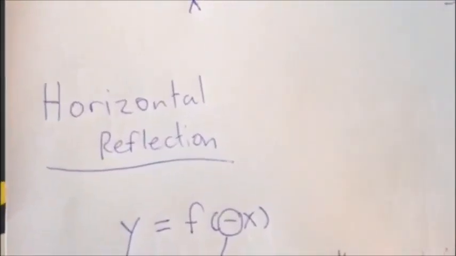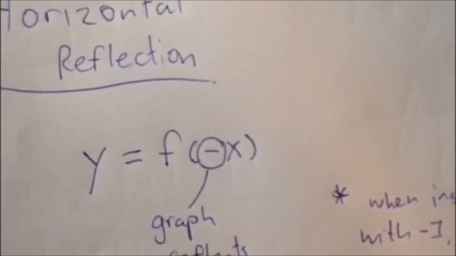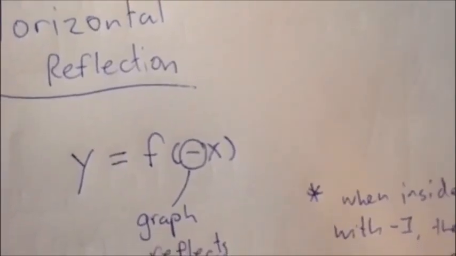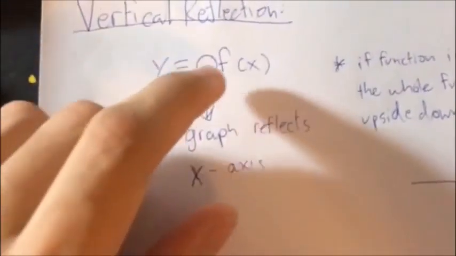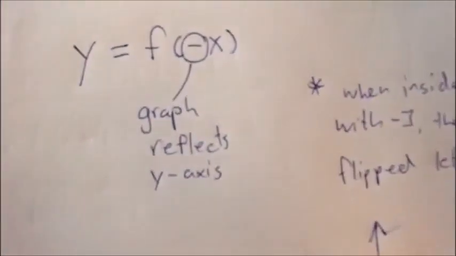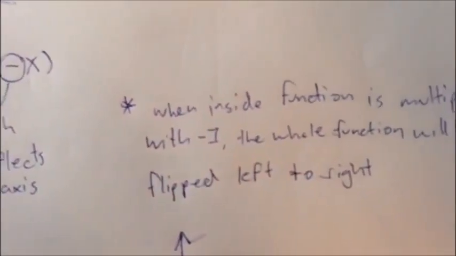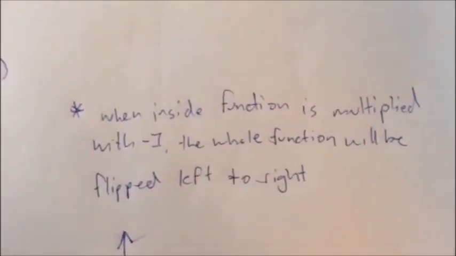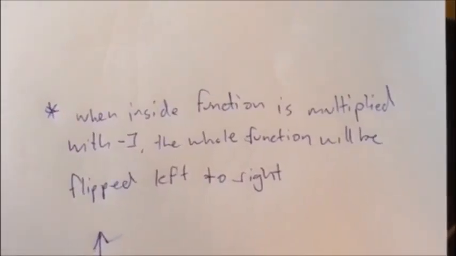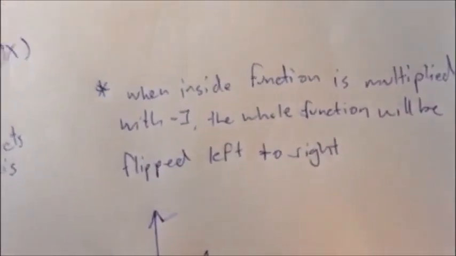Horizontal reflection. An example of horizontal reflection is y equals f of negative x. Note the differences. Here, the graph reflects on the y-axis. When the inside function is multiplied by -1, the whole function will be flipped to the left side or the right side, depending on the number.